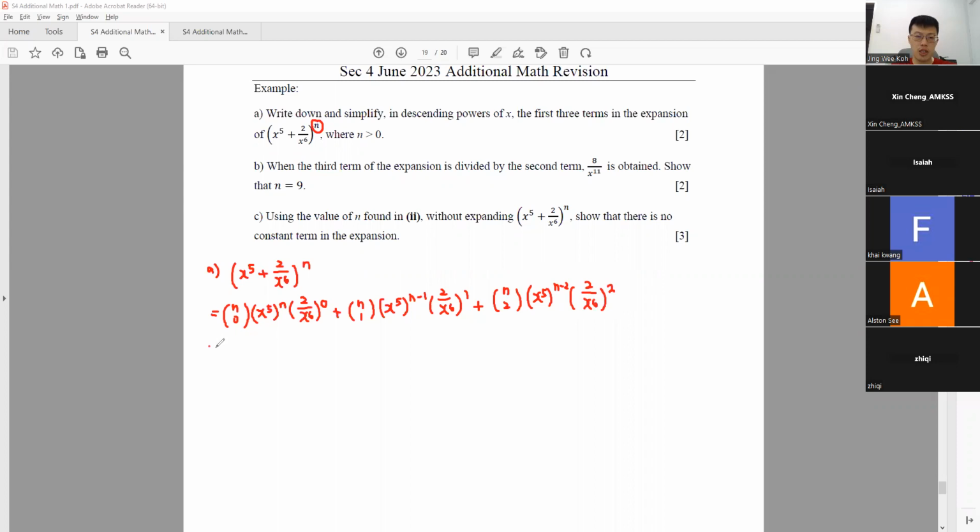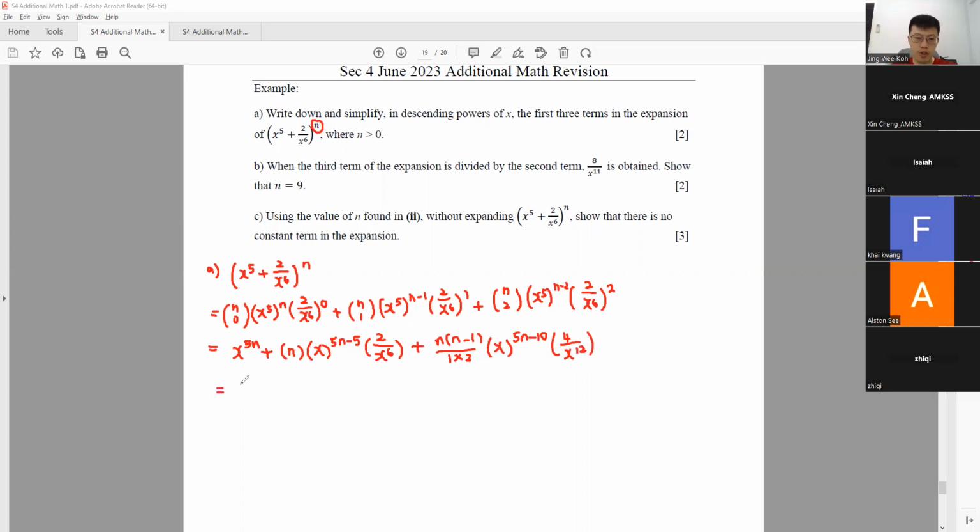So simplify this. nC0 is just 1. So this first one is just x to the power of 5n. Okay, nC1 is just n. So we will have n times x to the power of 5n minus 5. This will be 2 over x^6. Plus nC2 is just n times n minus 1 over 1 times 2. The power on top keeps decreasing, the denominator keeps increasing. This will be x to the power of 5n minus 10. Then over here we have 4 over x^12.